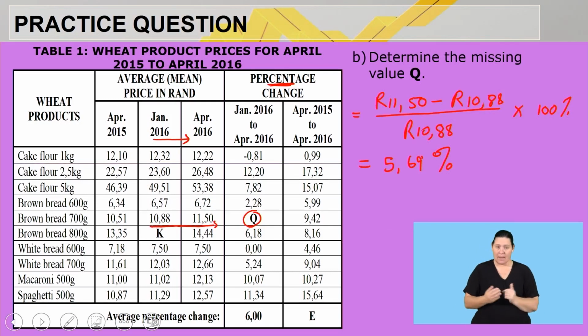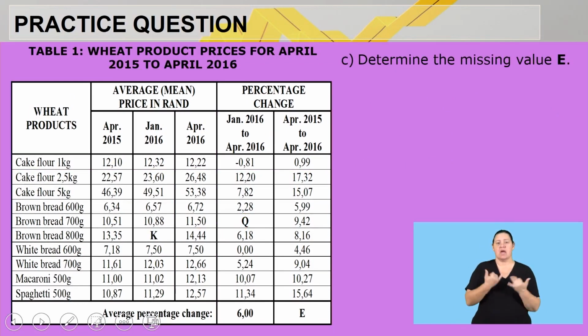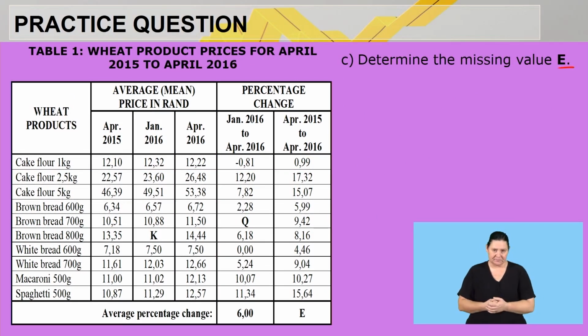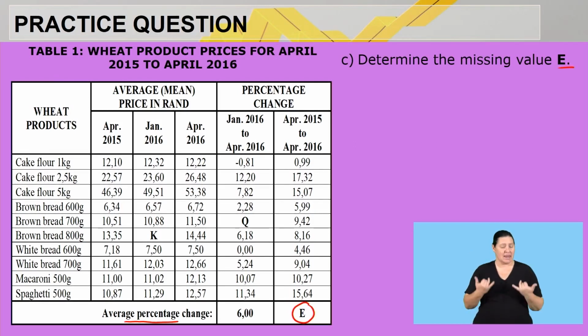All right, missing value Q. Let's now move on to our next question. It says determine the missing value E. Now, where do I see E? There's E. What does E represent? E represents the average percentage change. Now again, we are working with data handling. You should be familiar with the term average.